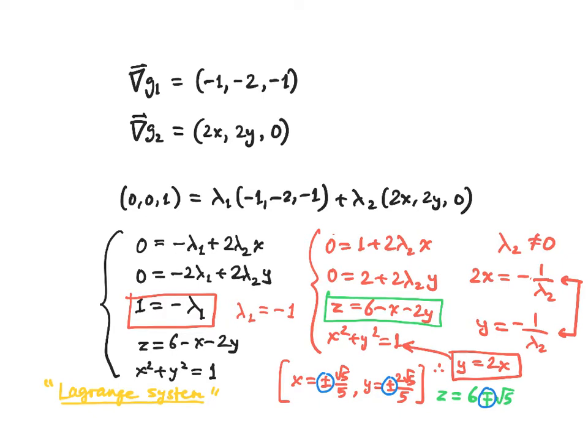Okay, and so since there's only two candidate points, and we already know that there must exist a maximum by the extreme value theorem, and also there must exist a minimum, also by the extreme value theorem. So whichever of the two candidate points gives the higher z value, which is 6 plus root 5, must be the point where the maximum is achieved, and it's unique. And the point that gives the lower z value, 6 minus root 5, is the unique minimum.